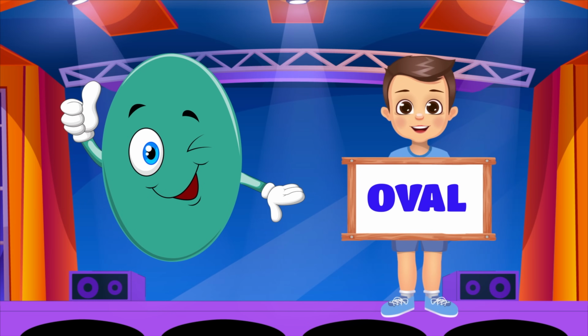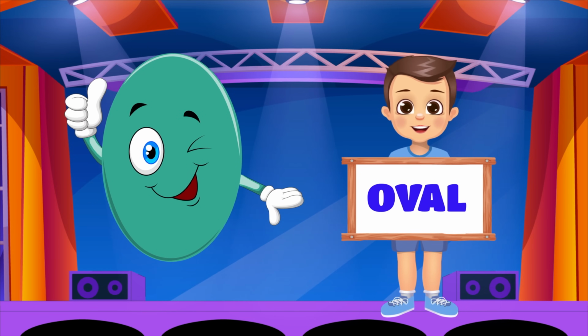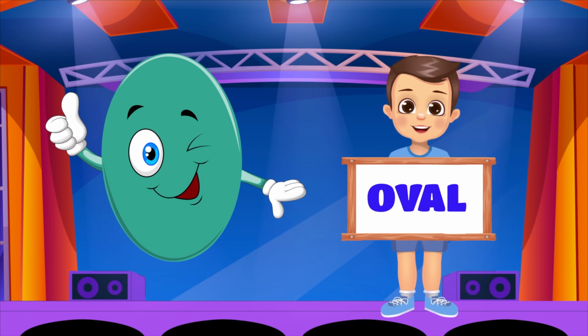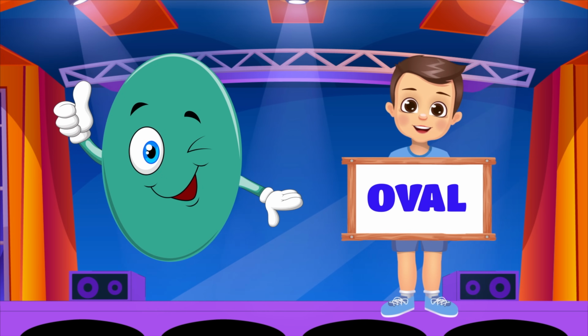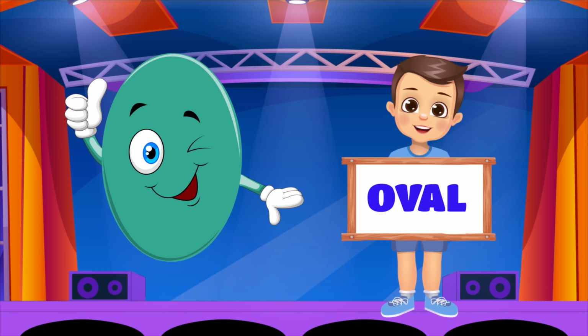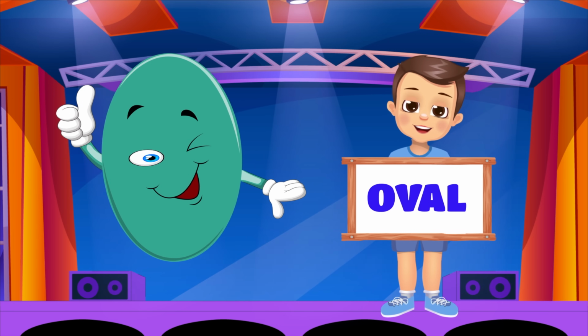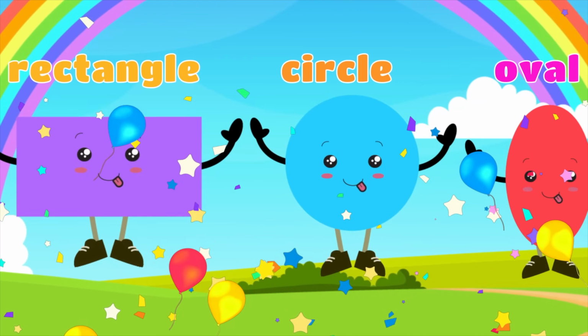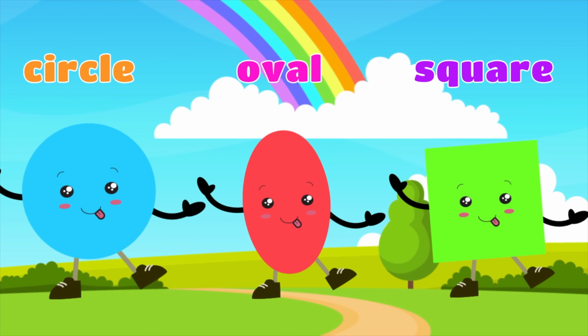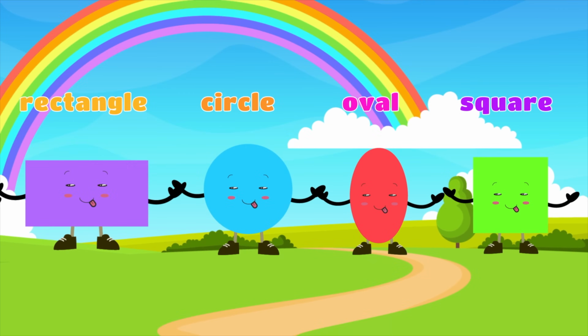I'm an oval, round and long, round and long. I'm an oval, round and long, like a circle that's very long indeed. Triangle, rectangle, circle, oval, square.